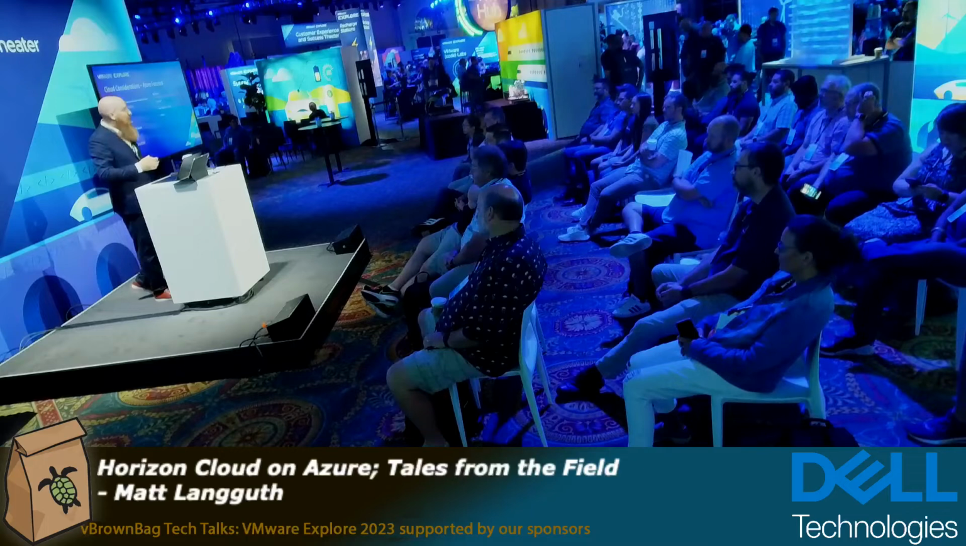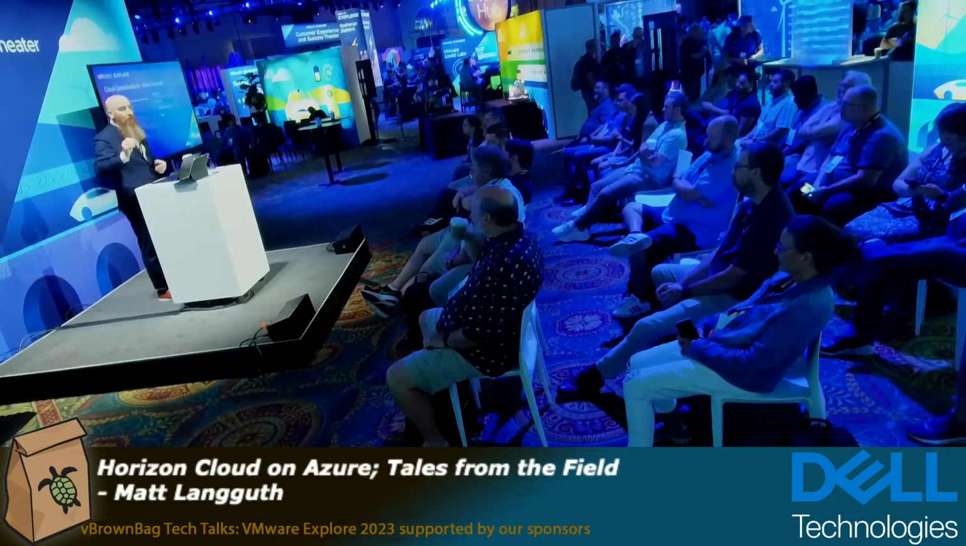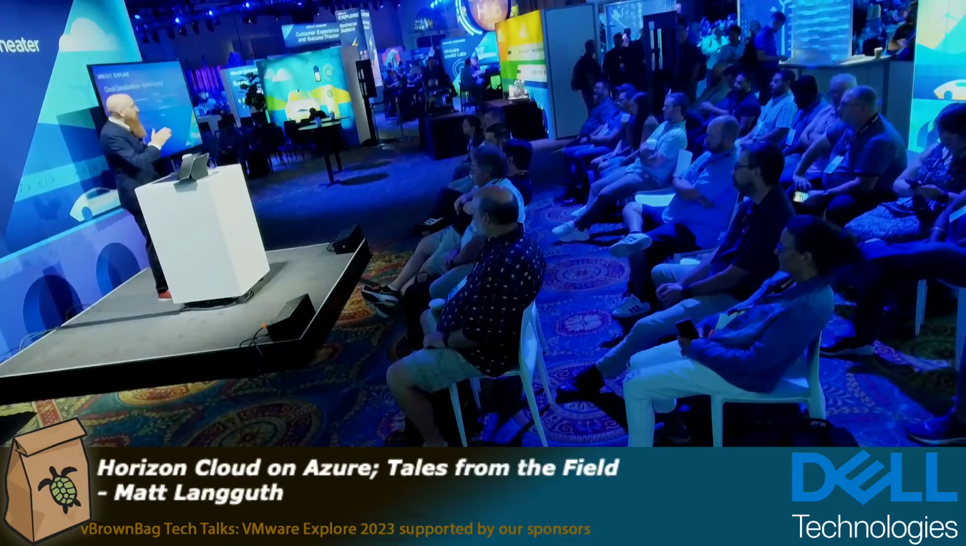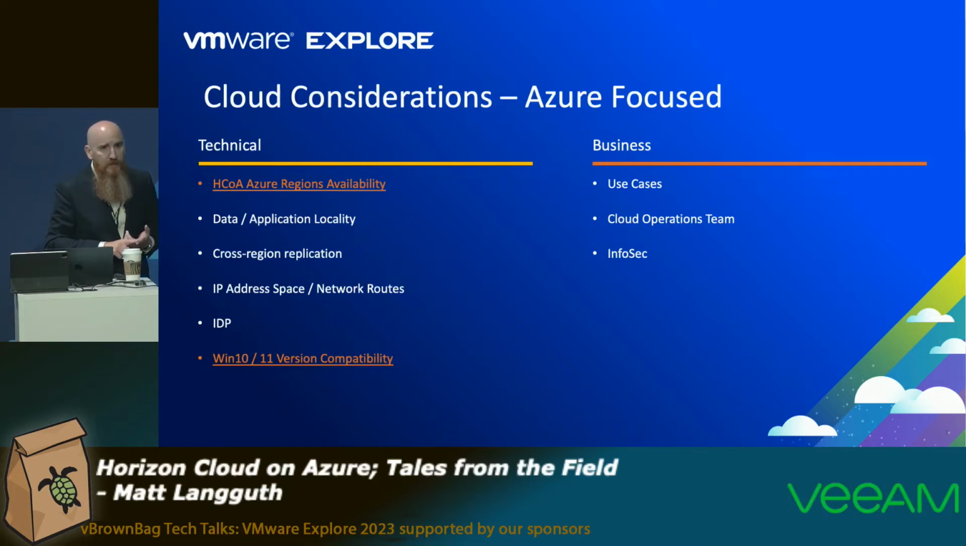All right, we also want to talk about cross-region replication. So if you're doing multiple Azure zones, you want to make sure that there is cross-region replication for back-end things like file services to take into consideration. And of course, taking into the overall picture of IP address space and network routes as far as how these users are going to be gaining access to the environment.